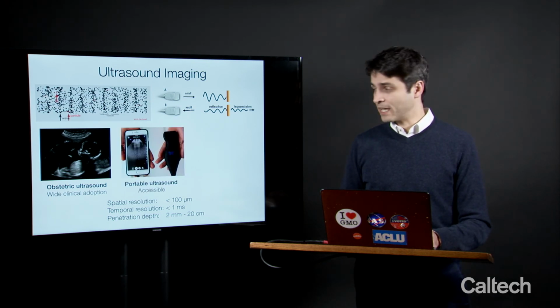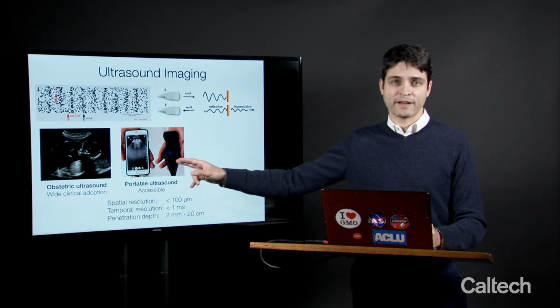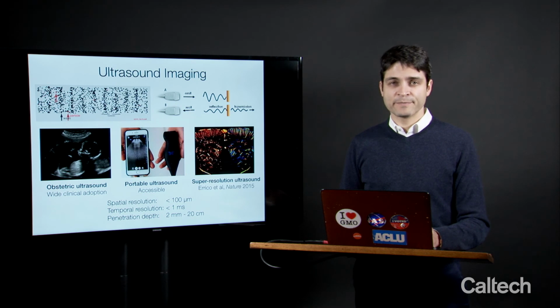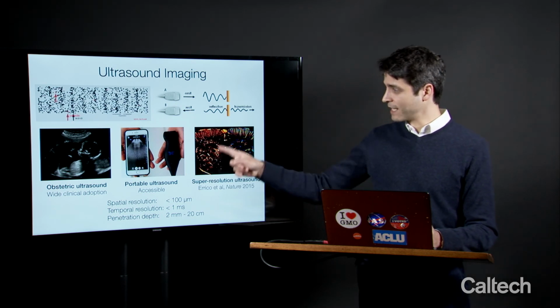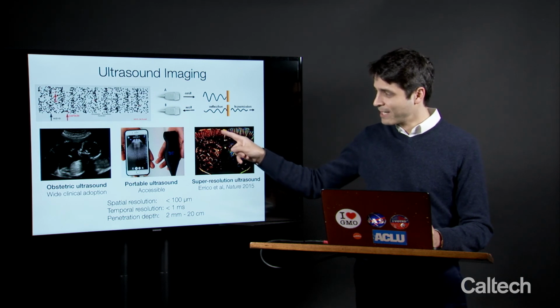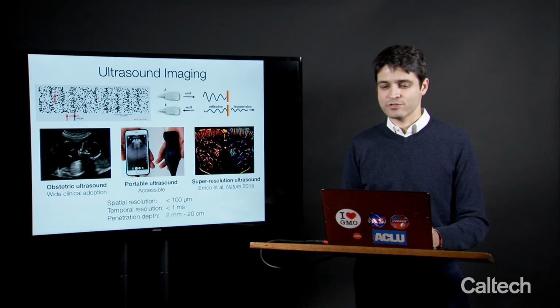Modern ultrasound is also very portable. You can get an ultrasound system for $2,500 that plugs into your smartphone. And recently, people have also developed super resolution ultrasound, where what you're looking at in this case is an entire rat brain in cross-section, and you have the microscale blood vessels within this brain resolved at 7 micron spatial resolution inside the body.